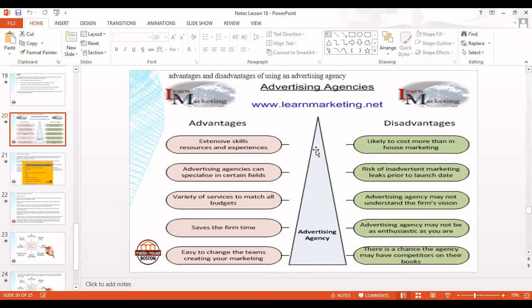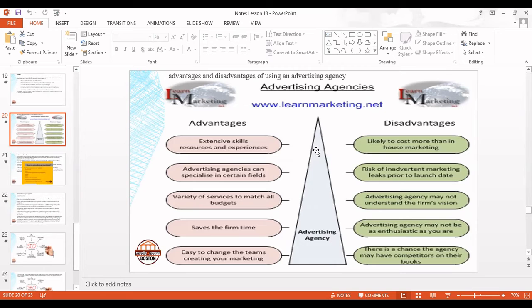Okay. What's the other advantage? Advertising agencies can specialize in certain fields. Correct. They can either say we specialize in TV ads, we specialize in digital marketing, we specialize in billboards, or specialize in print advertising. What are the disadvantages? A risk of inadvertent marketing leaks prior to launch date. This is true. Maybe your copy, your ideas might leak to other competitors way before you have even published or broadcast your campaign.